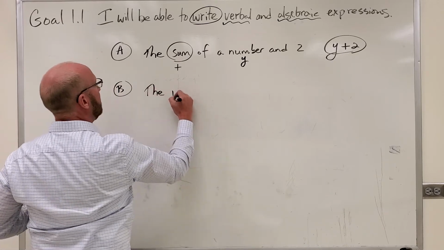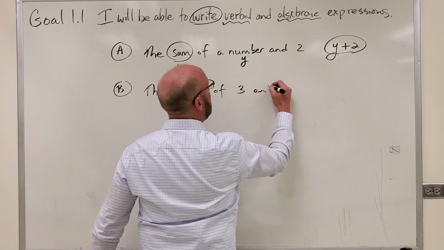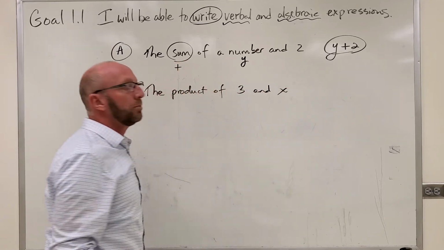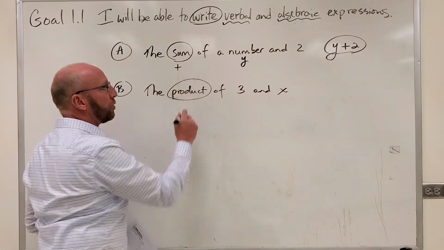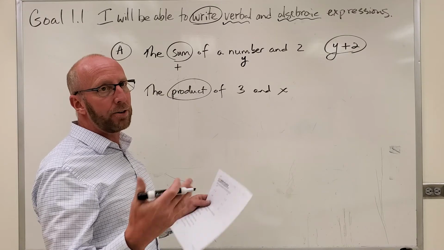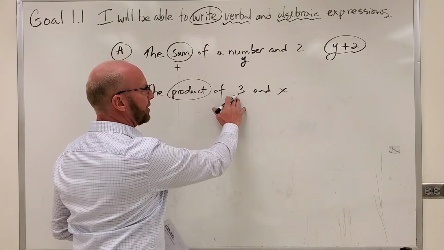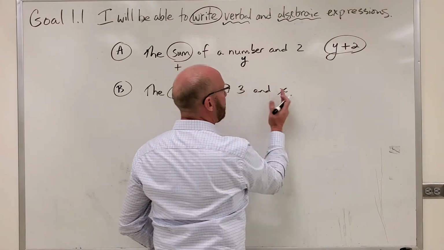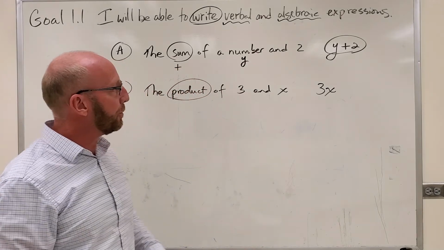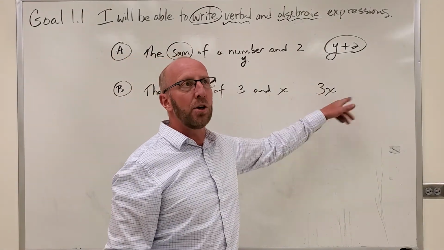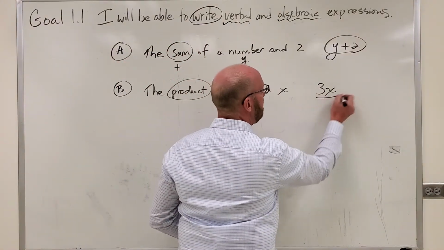The product of 3 and x. The product of 3 and x. Product means to multiply. So if I'm multiplying, most often I don't have to use x or a sign. I can just simply put the things together if it's a number and a letter. So here's your number, here's your variable. The product is 3 times x. Here's how I would write 3 times x. 3x with no operation symbol in between there.